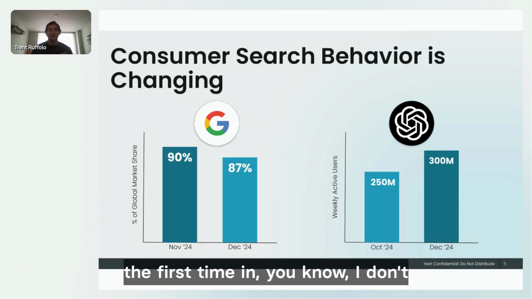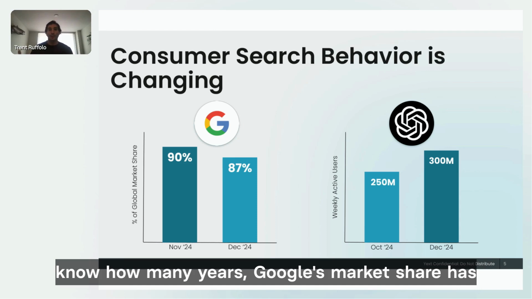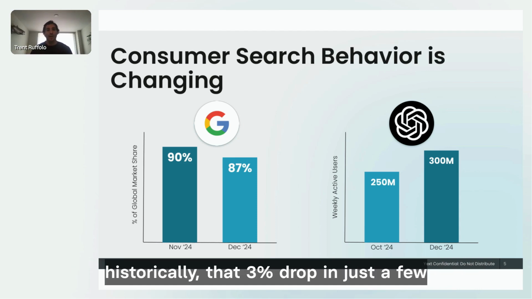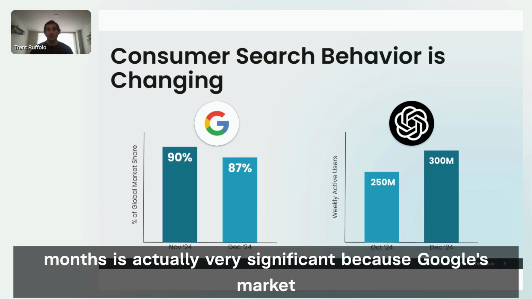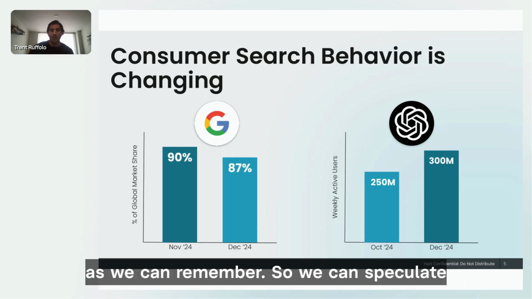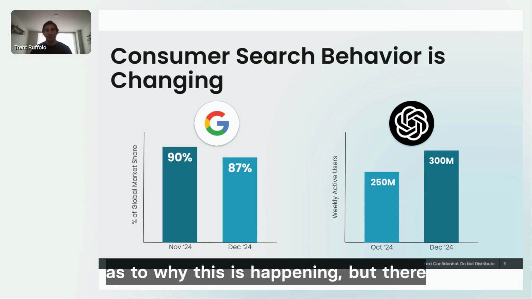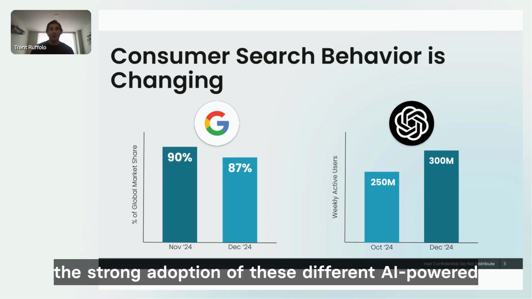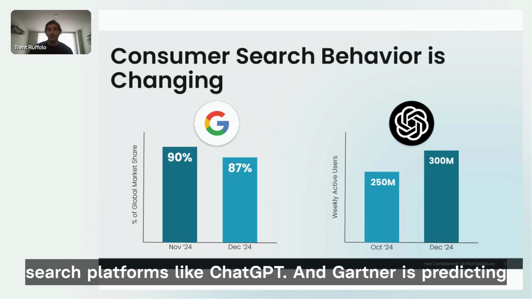For the first time in, I don't know how many years, Google's market share has dropped below 90%. And when you look back historically, that 3% drop in just a few months is actually very significant because Google's market share has remained relatively consistent for as long as we can remember. So we can speculate as to why this is happening, but there's certainly an obvious correlation with the strong adoption of these different AI-powered search platforms like ChatGPT.